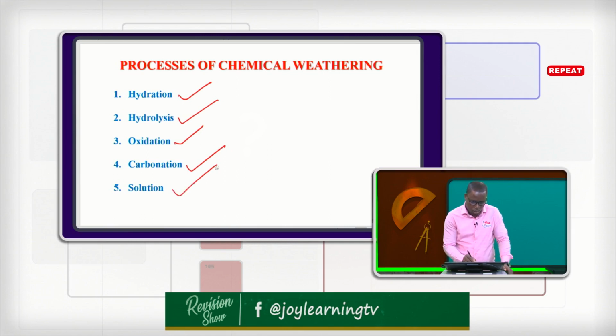Not leaving out solution. Solution is another type of chemical weathering that we'll be looking at. So I've made mention of hydration, hydrolysis, oxidation, carbonation, and solution. Is that okay? So we'll delve into them one after the other. And I believe when we are done with that, we indeed achieve our objective.